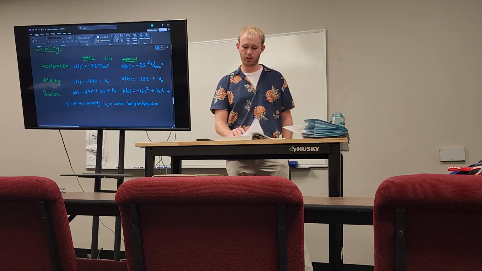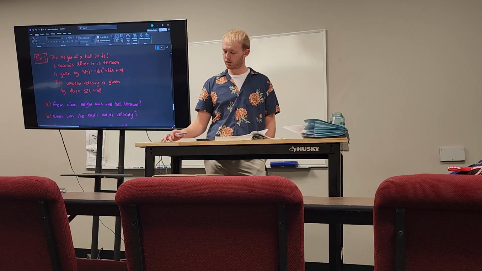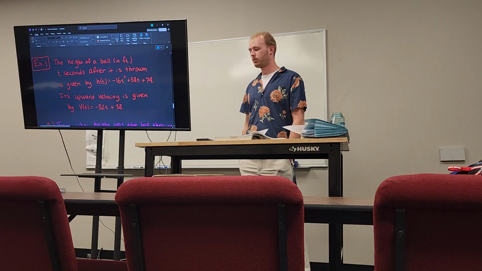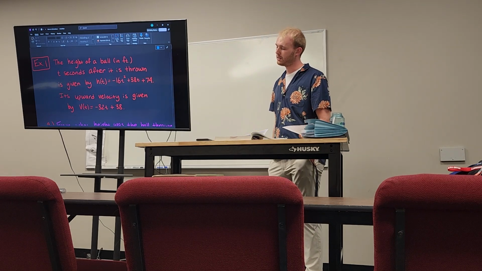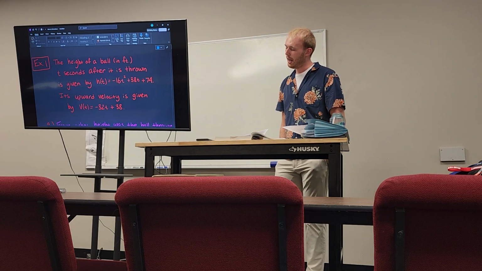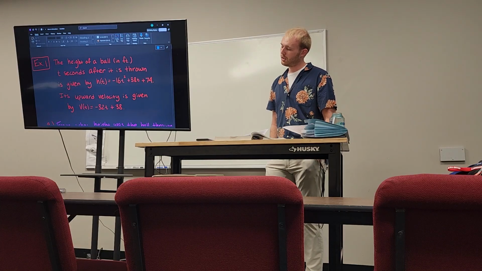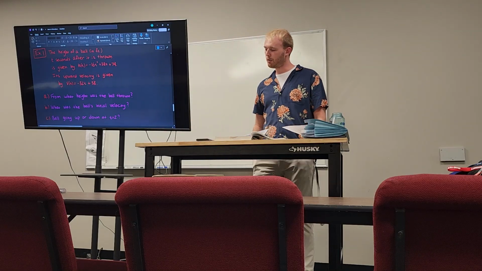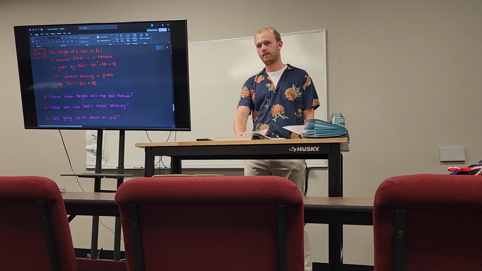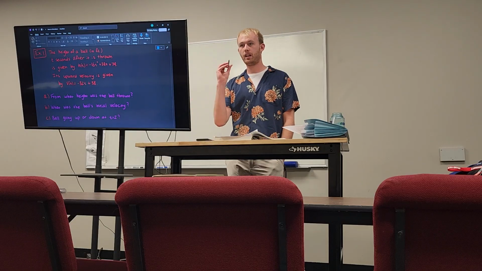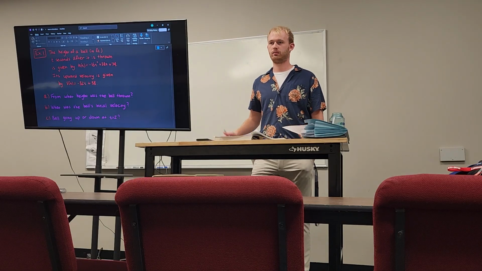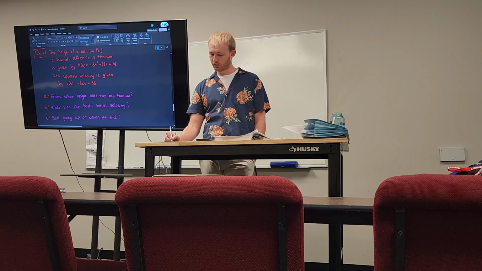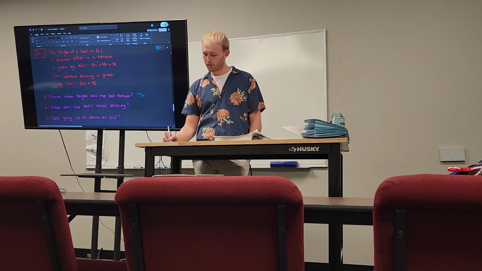Okay, so I have some problems for us to solve. Example 1: the height of a ball in feet t seconds after it is thrown is given by h of t equals negative 16t squared plus 38t plus 74. Its upward velocity is given by v of t equals negative 32t plus 38. From what height was the ball thrown? It's h naught. Should be 74. Yeah, so from what height was it thrown? 74 feet.